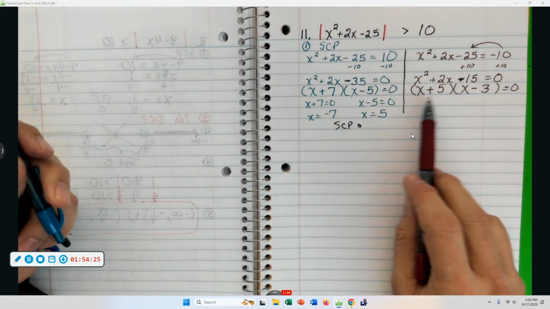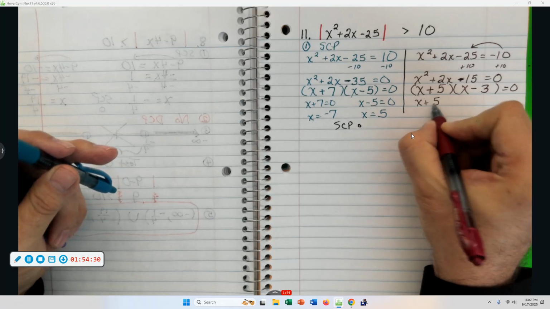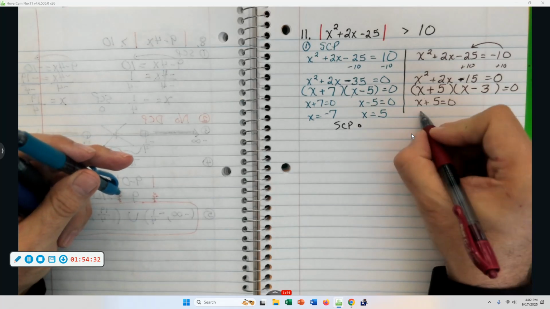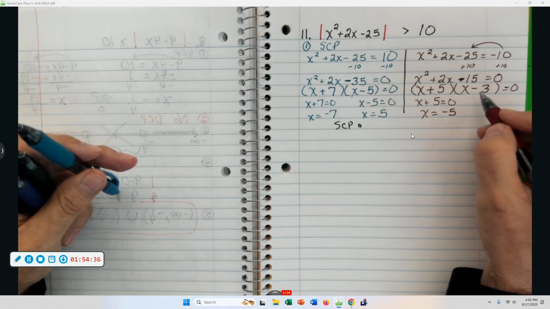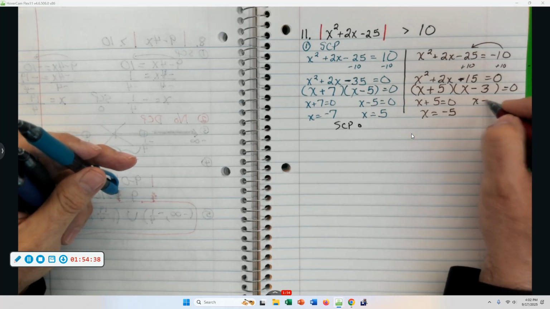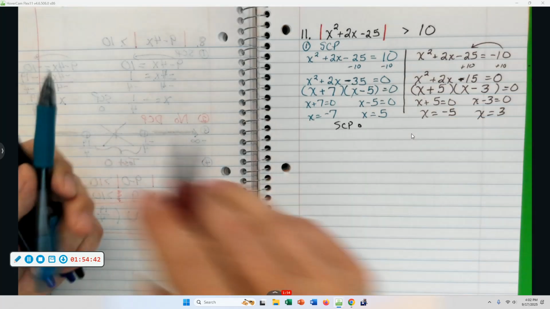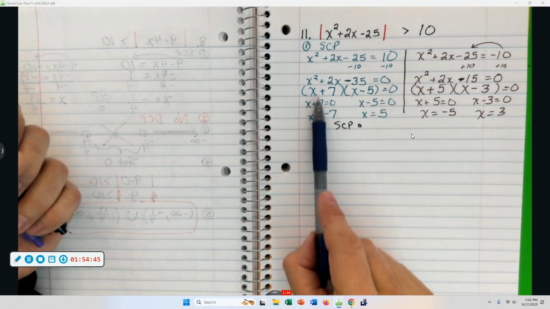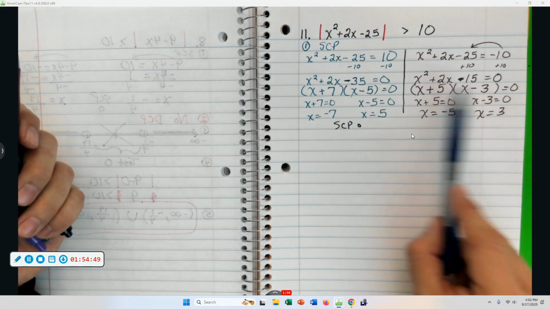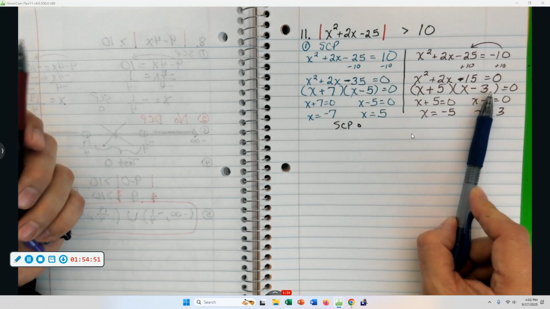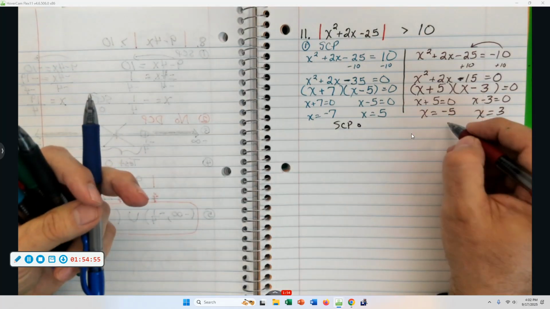Then set each one of these equal to 0. And we get x equals negative 5. And what else? X equals +3. Hey, I should have asked, did we have any repeated factors? No. This thing's going to alternate. Even though you have 4 solution cut points, you're only going to have to test one interval.